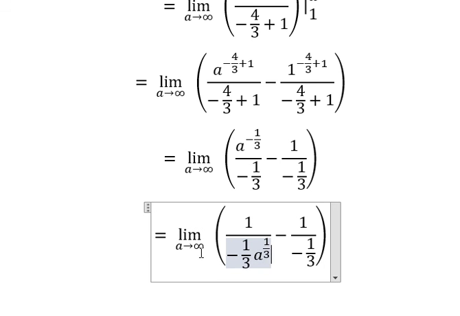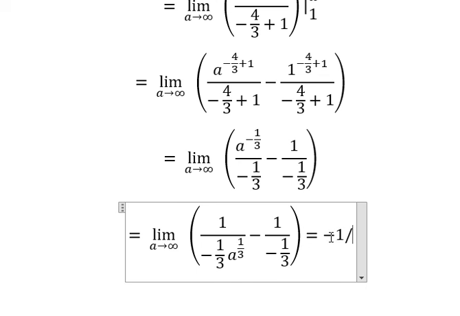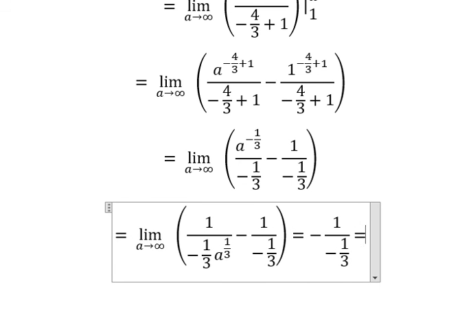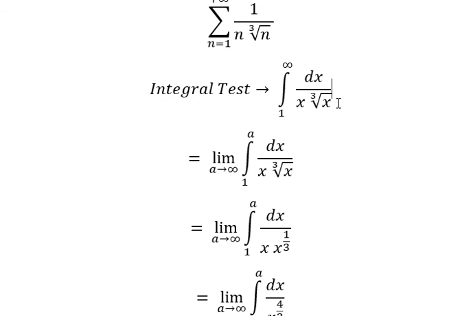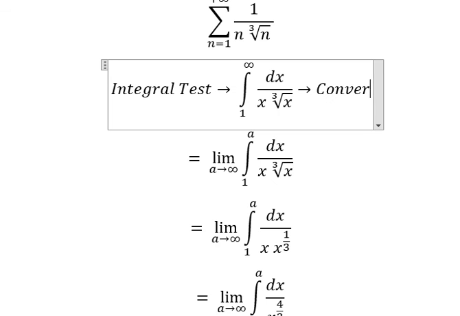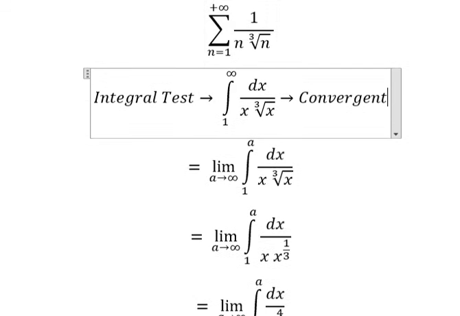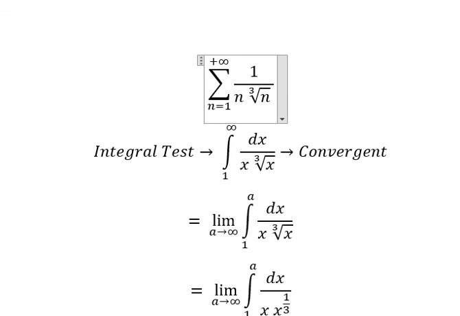So when a approaches positive infinity, this one will go to negative infinity because we have the negative sign in here. 1 divided by negative infinity, you get 0. And now we just have only this one. And this one we have positive 3, because we just calculate the exact value. So this one is convergent. So the series in here should be convergent.